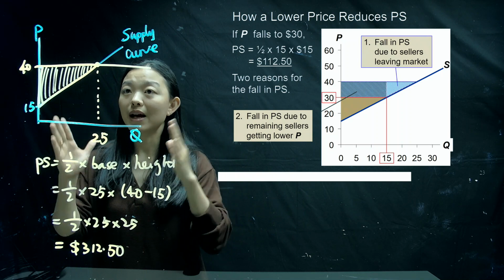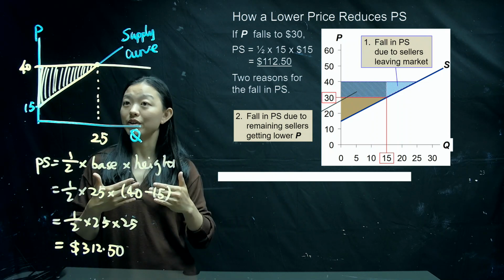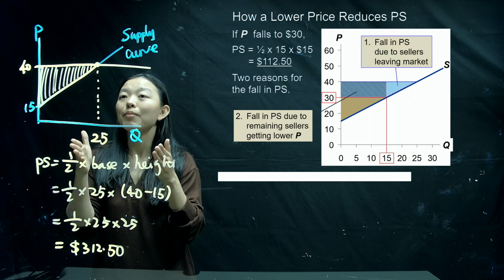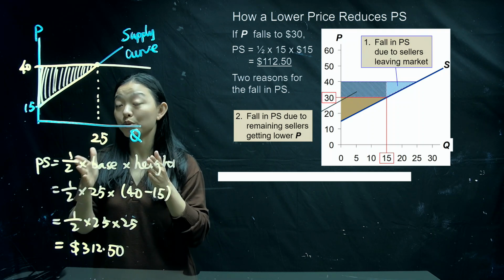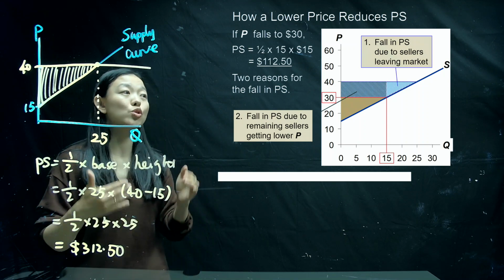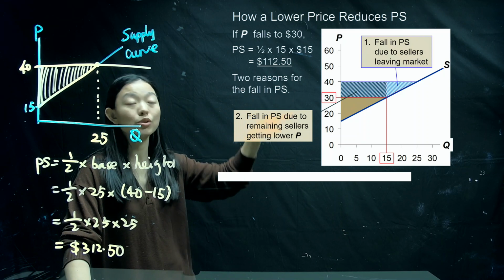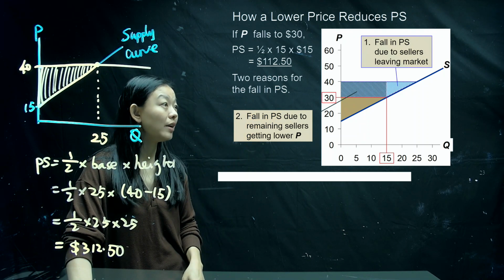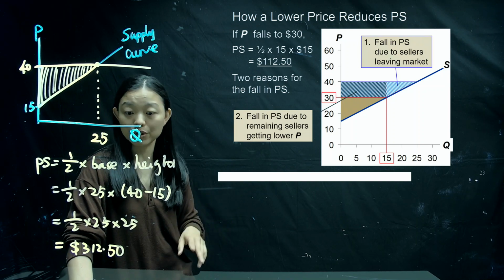There are also some other sellers in the market. Now they only get a lower price. So the sellers who are still in this market will actually enjoy lower producer surplus. Okay, and that will be shown in that rectangle. Okay, so there are also two reasons resulting in the decrease in the producer surplus.